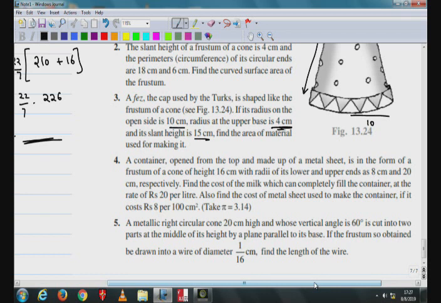After this, try the fourth question. It's a very good question. The fourth one.